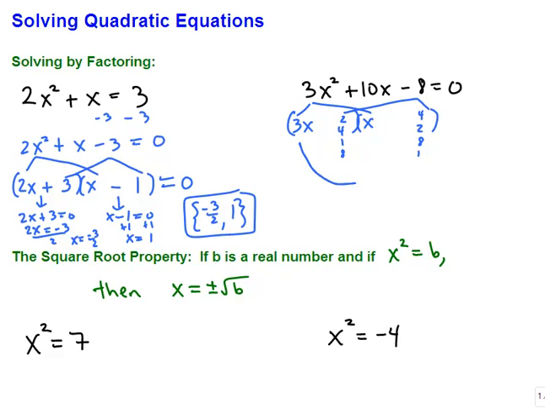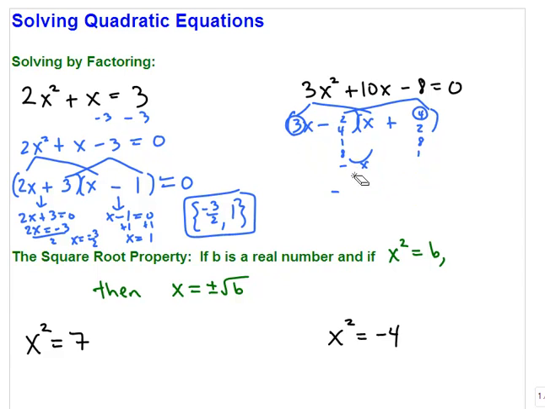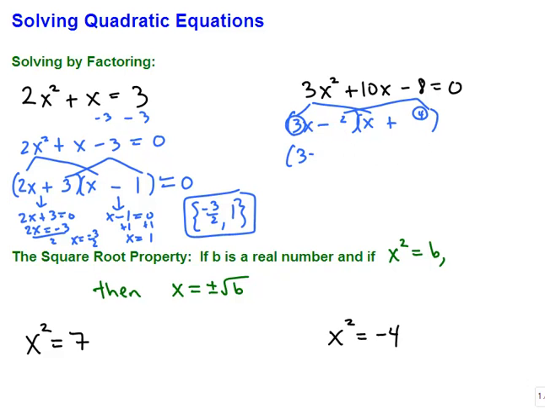Now to decide which one it is, we need to check those outer and inner terms. So 3 times 4 would give me 12x, and 2 times x would give me 2x, and those 2 have a difference of 10. If I make the 12 plus and the 2 minus, then I will get a positive 10x. So this is the solution that we're looking for. We got lucky and got it on the first try. We want a minus in front of that 2 and a plus in front of that 4. So let's clean up our answer here a little bit. So our final solution looks like 3x minus 2 times x plus 4.